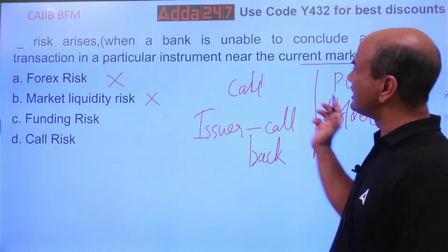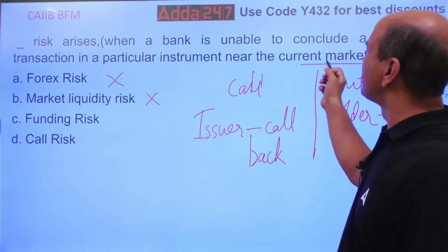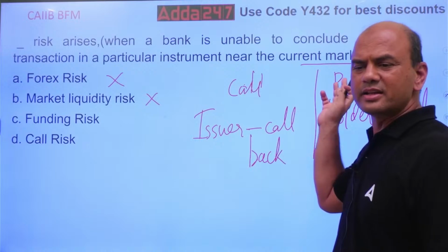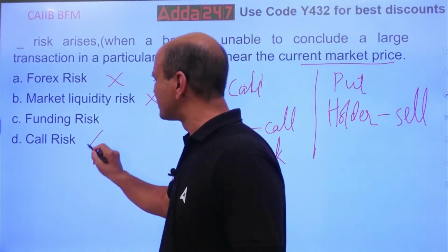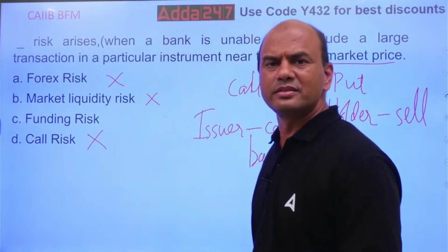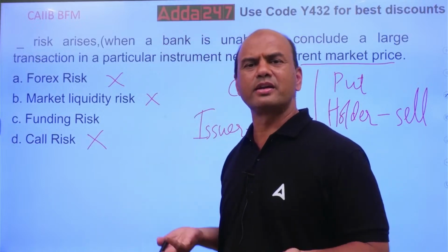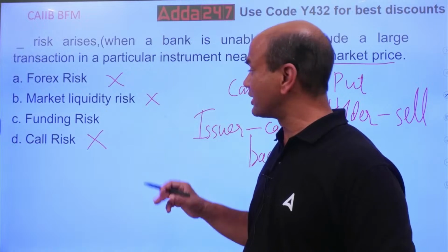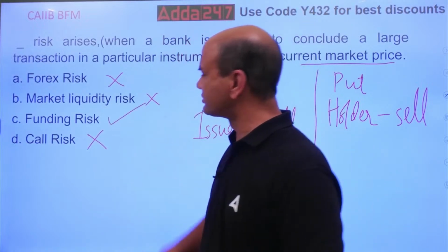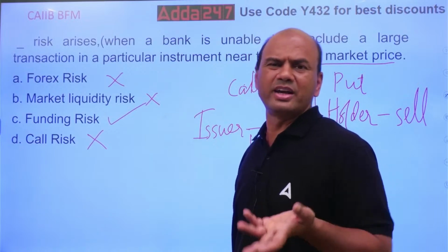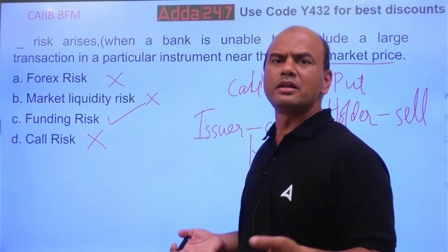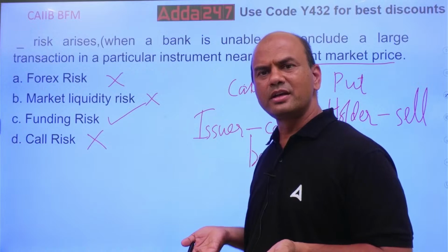So is this related in any way to being unable to sell that transaction at the current market price? Not at all. This is a totally different risk. Call risk and put risk are different risks. So the answer over here is funding risk. Many of you will say, sir, how funding risk? I'm not able to sell.